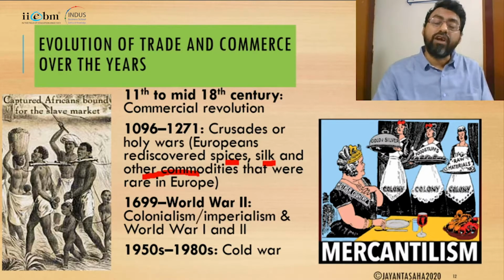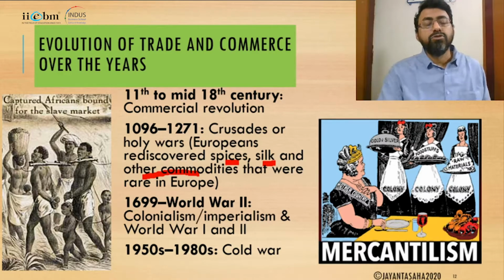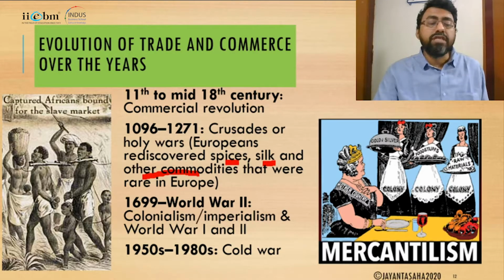So China, in fact, currently is trying to build a BRI, Belt and Road Initiative, and they are trying to resurrect the old Silk Route and trying to make China a dominant player in trade and commerce in the world. Okay, so anyway, essentially there is something called a commercial revolution that has happened.